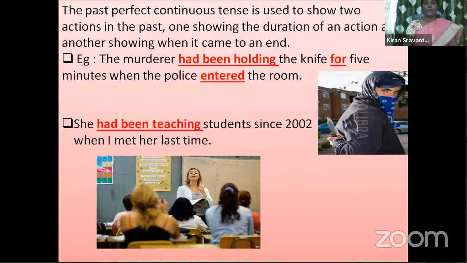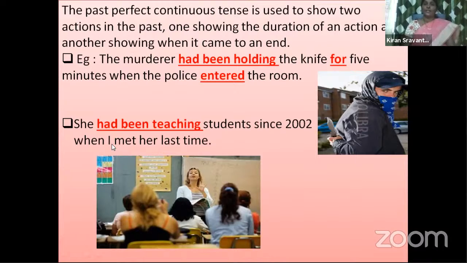And coming to the second sentence: she had been teaching the students since 2002, when I met her last time. Again, before the year we use since. She had been teaching students since 2002. When I met her last time, it talks about the action that came to an end when I met her last time. That means I met her.